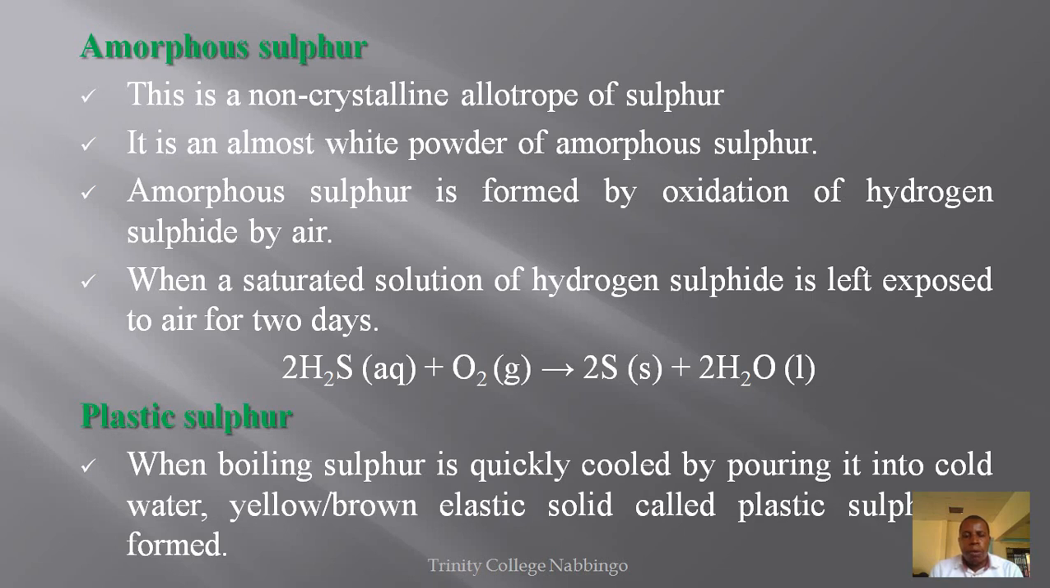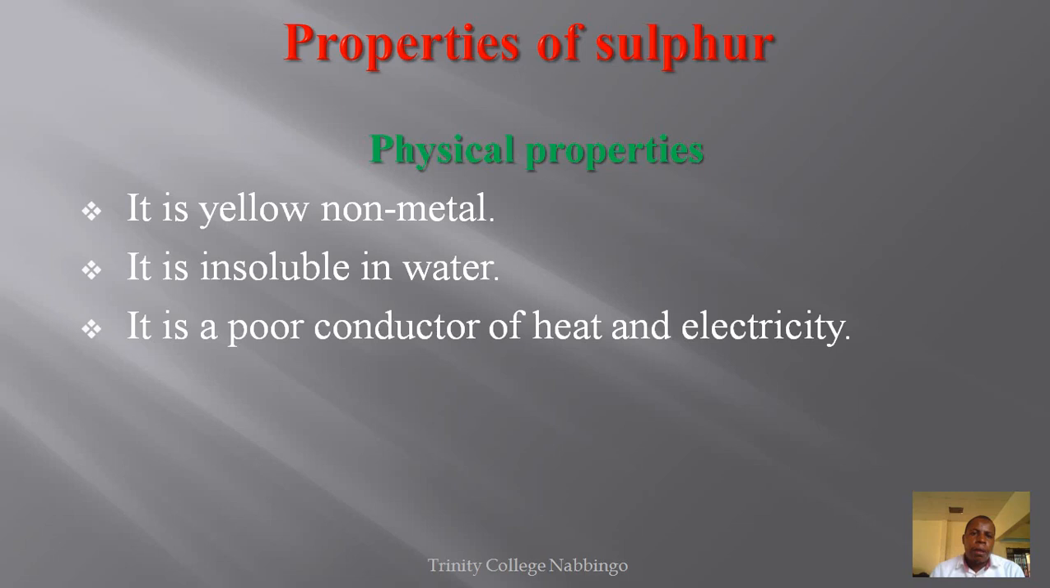Then we also have what we call plastic sulfur. This is formed by boiling sulfur and then quickly pouring it into cold water. Its appearance is kind of yellow, but that which tends towards brown. Then the properties of sulfur, as we finalize, it is a yellow non-metal, like we have seen everywhere. We have associated sulfur with the yellow color, though these allotropes may have different colors. Like we have seen, some are bright yellow, some have yellow tending towards white, others have a yellow towards brown.